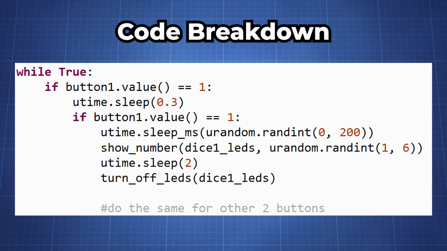If a button is pressed, it will generate a random number, display that number on the dice, wait for a bit, and then turn off the LEDs. So that in short is how the Pico dice work.